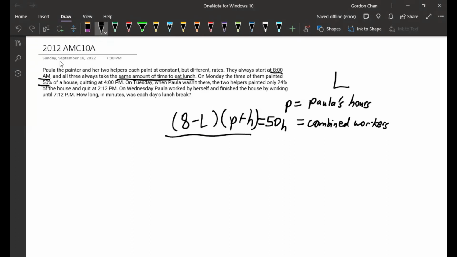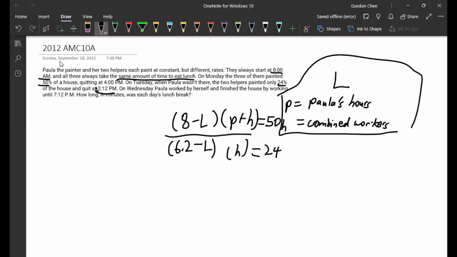And so Tuesday, Paula wasn't there, so in other words, it was only H. So for this one, we'll have H. And then the total work time was all the way until 4 p.m. Sorry, my bad. That says 12 p.m. So that's 6 hours and 12 minutes, and 12 minutes is 1/5 of an hour. So we have 6.2 minus the lunch break, and then times H is equal to 24%. Let me box this off. Okay, these are our variables.